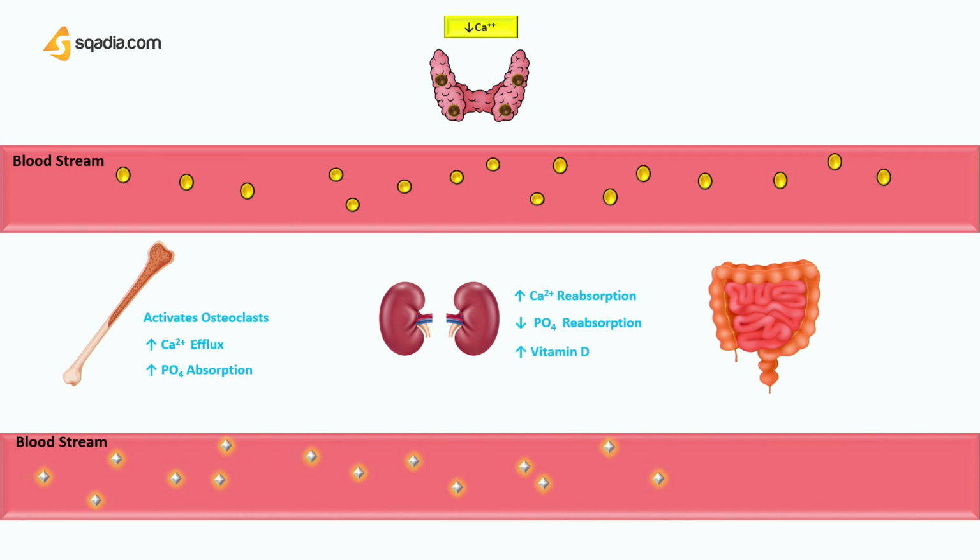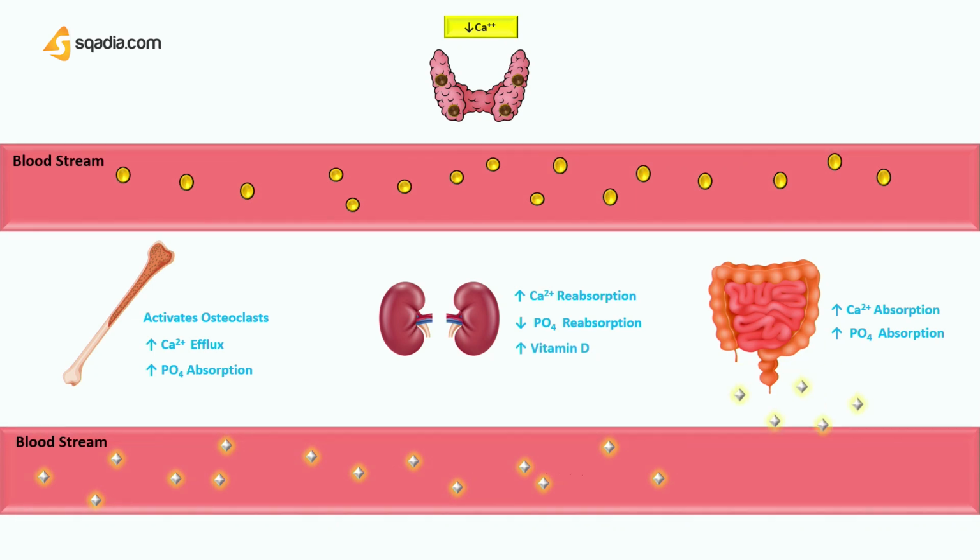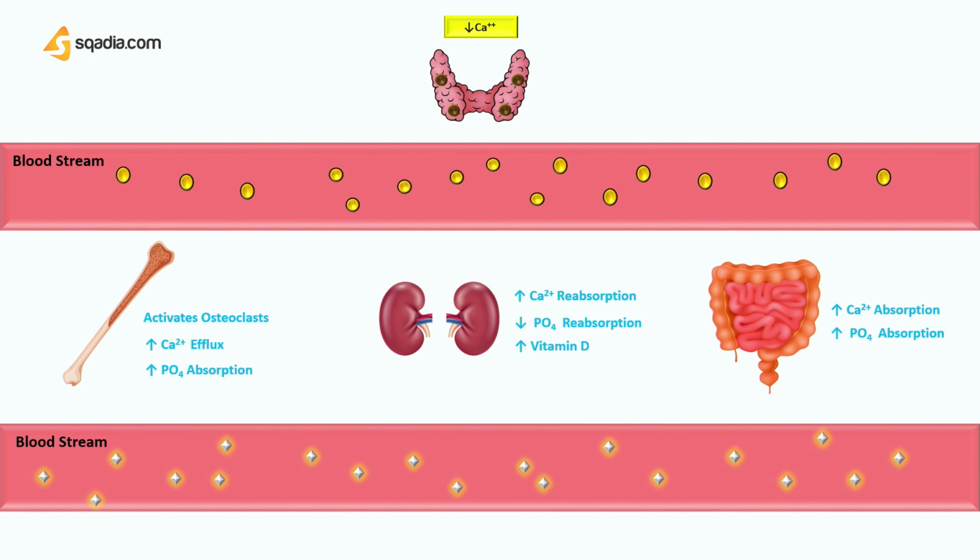Now, on our GI tract, what is happening is that as a result of this vitamin D that was produced in our kidneys and as a direct effect of the parathormone, the calcium and phosphate absorption will increase by the intestinal epithelial cells. Now, both of these things will result in the increase of calcium concentration again in the blood.